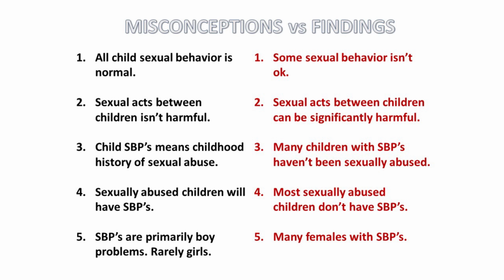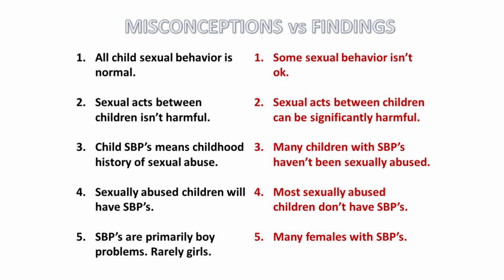Common misconceptions versus findings of sexual behavior problems. One misconception is that all child sexual behavior is normal. This isn't true because some sexual behavior definitely is not okay. Another misconception is that sexual acts between children are not harmful. This isn't true, as sexual acts between children can be significantly harmful. When there's aggression or when children are highly reactive to things going on, that's a clue that the sexual act between the children is indeed harmful.